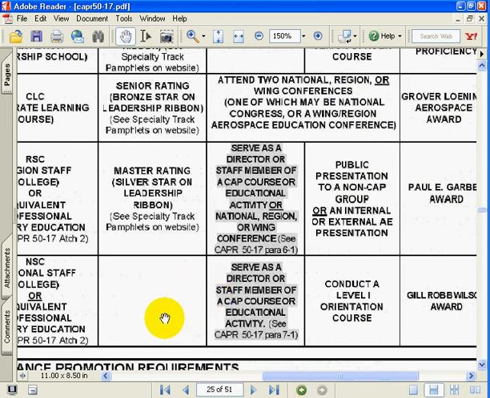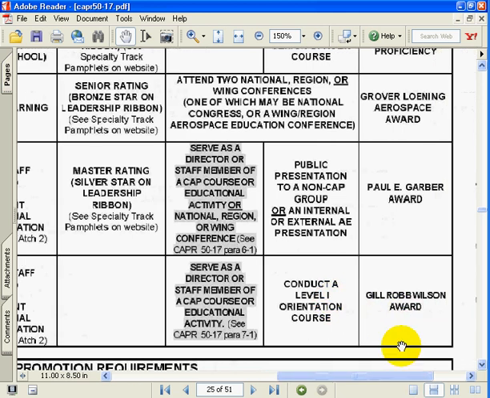There is no specialty track for this. You should be already at the top of your game. Serve as a director or national staff member on a CAP course or educational activity. So you need to serve as a director, not just a staff member. Finally, conduct a level 1, prepare somebody else for their role in Civil Air Patrol. And finally, this is the Gill Robb Wilson Award.